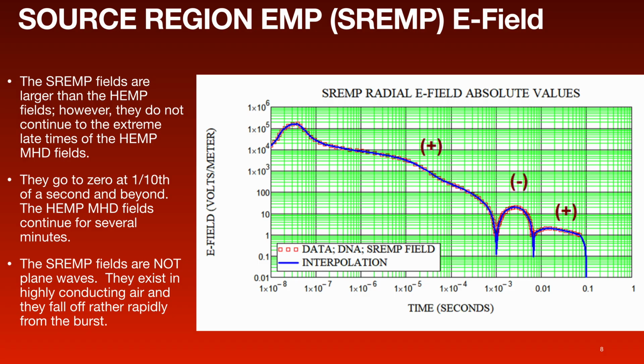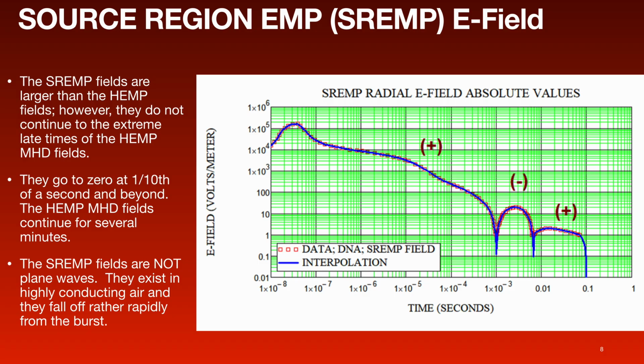This slide shows a nominal unclassified radial E field from a 1 megaton surface burst. Notice that these fields are generally larger than the HEMP fields, especially at later times. On the other hand, they do not continue to the extreme late times of the HEMP MHD fields. They are essentially zero at 1/10 of a second and beyond. The HEMP MHD fields continue for several minutes.